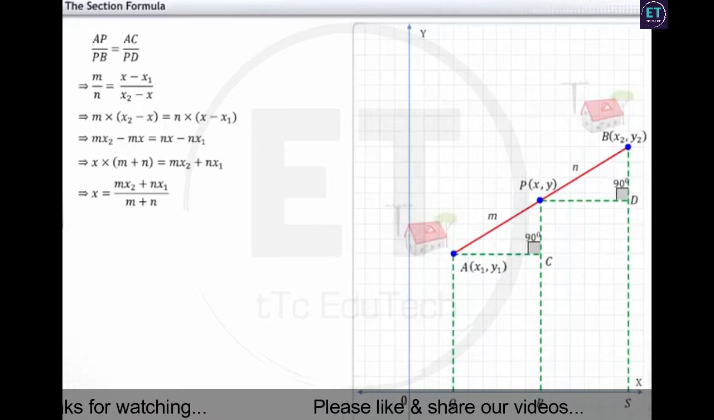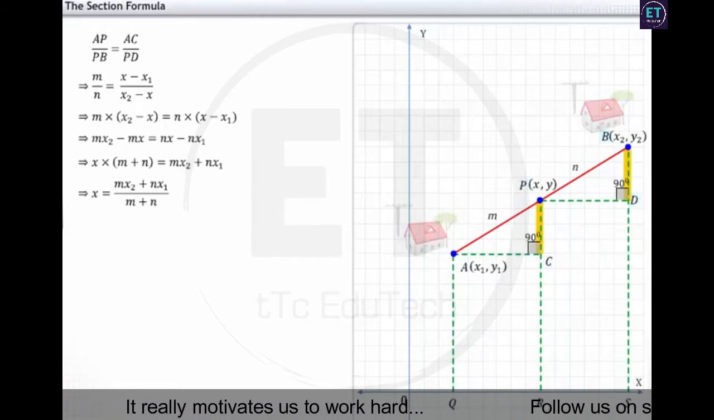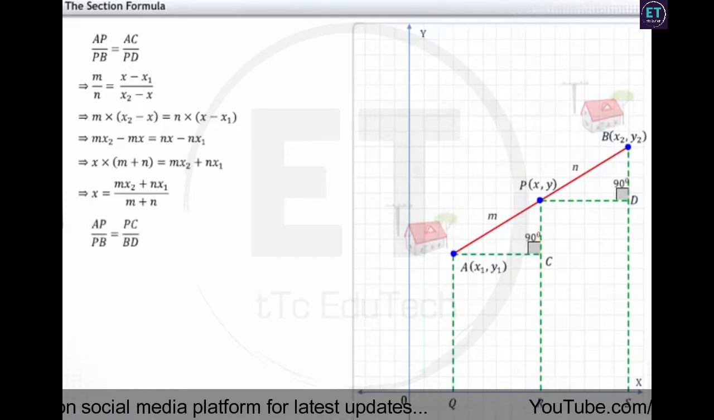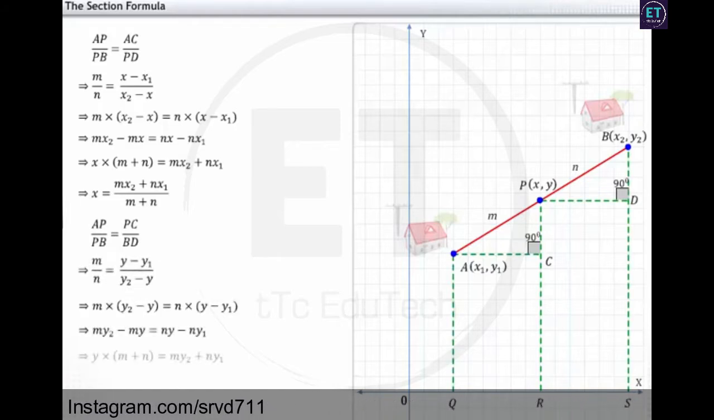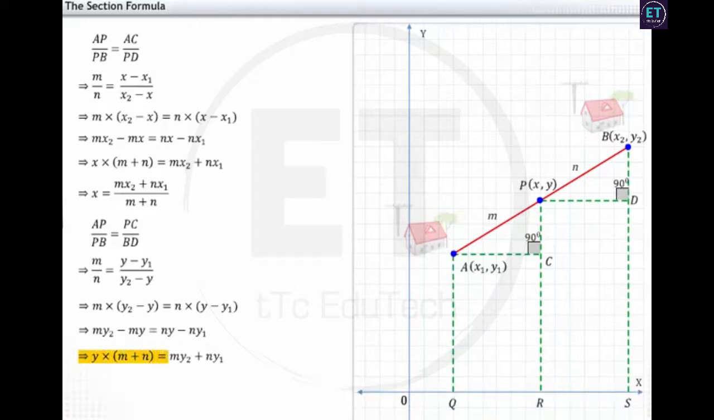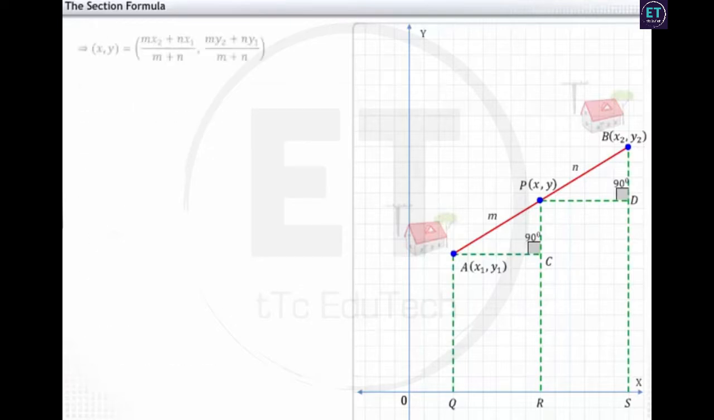Similarly, you can substitute the values for sides PC and BD. From equation 1, AP divided by PB is equal to PC divided by BD. Rearranging the expression, you get y multiplied by m plus n is equal to my2 plus ny1. On simplifying, you get y is equal to my2 plus ny1 divided by m plus n. Thus, the coordinates of point P can be calculated using the formula obtained: mx2 plus nx1 divided by m plus n and my2 plus ny1 divided by m plus n.